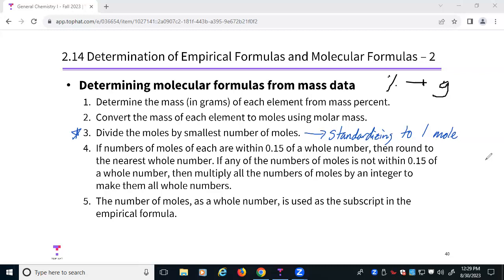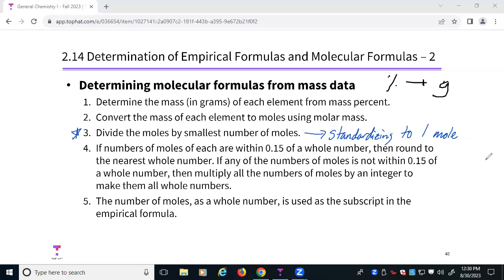Sometimes it's easy to see when there's a 2-to-1 ratio or a 3-to-1 ratio. Sometimes it's really difficult to know the difference between 6-to-1 and 6.5-to-1. Number 4 here is confusing, but I'll try to straighten it out a little bit. This is our rules for rounding.